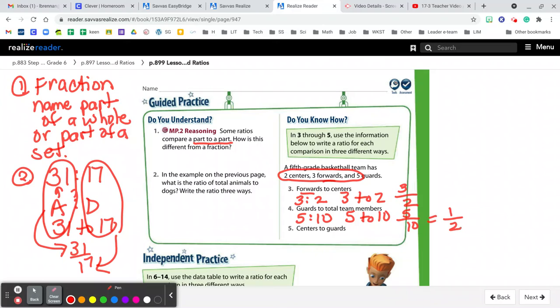And then centers to guards. Centers, there's 2. Guards, there's 5. And then remember, the first value is our numerator. The second value is our denominator.